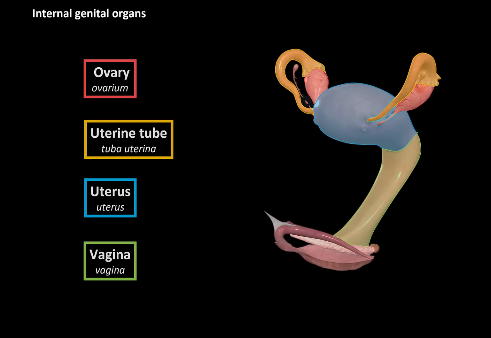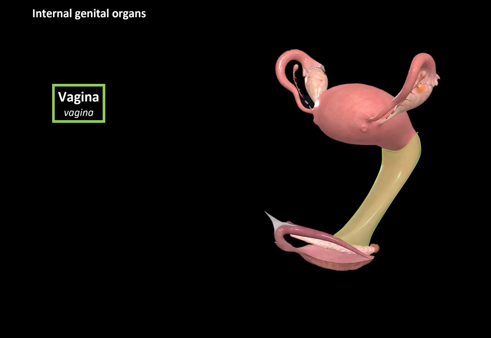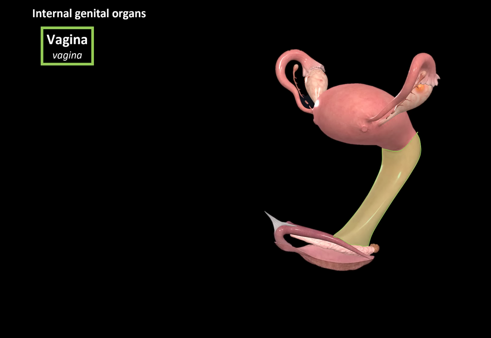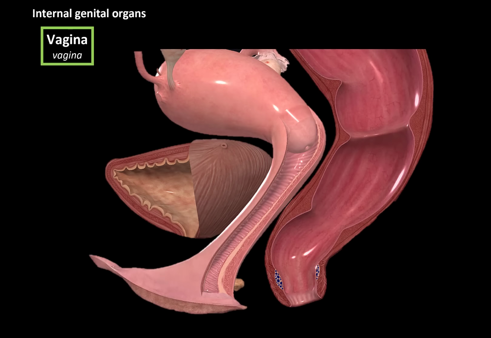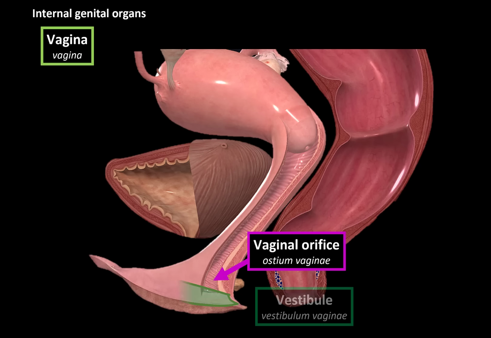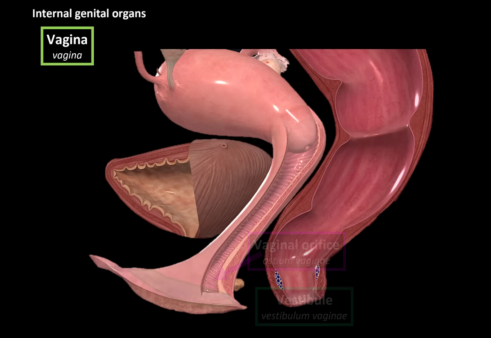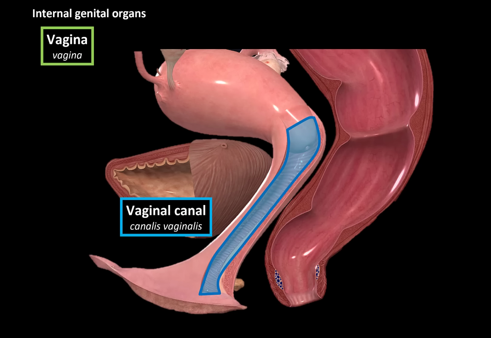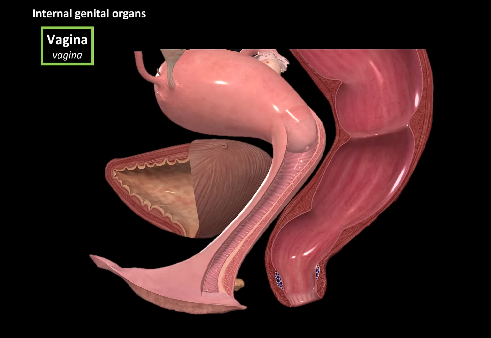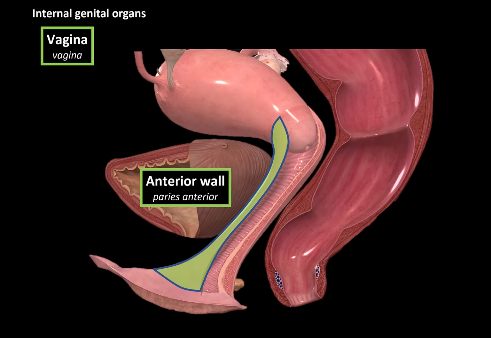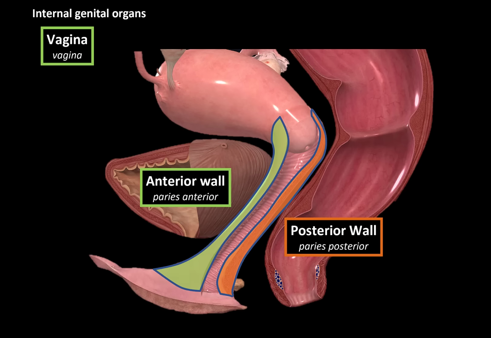Alright, 3 down. Let's quickly do the vagina, and then we will do the external organs. The vagina is a hollow muscular tube that serves as the terminal part of the female genital tract. It extends from the uterus to the external genitals and ends with the vaginal orifice, located within the vestibule of the vagina. Vestibule is just the space bordered by the inner lips. Within the vagina, you will find the vaginal canal, which is the cavity of the vagina. This cavity is bordered anteriorly by the anterior wall and a posterior wall.